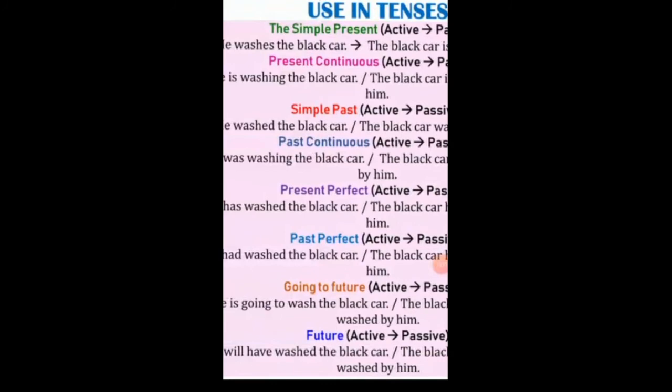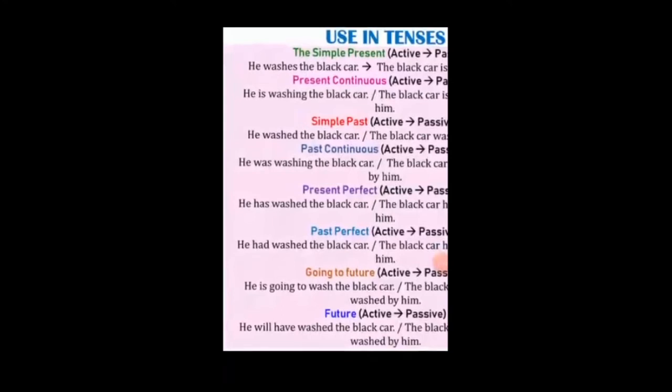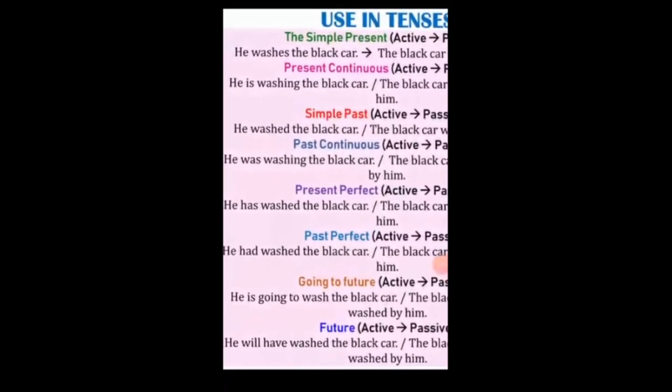Now come to the present perfect. He has washed the black car. So how can you say this is a present perfect? Because it has used the third form of the verb, washed, along with the auxiliary verb, that is has. So has and have are used in present perfect tenses. That is why we have used he has washed the black car.